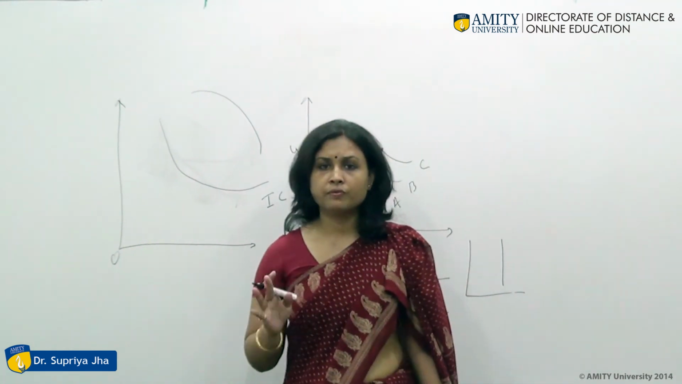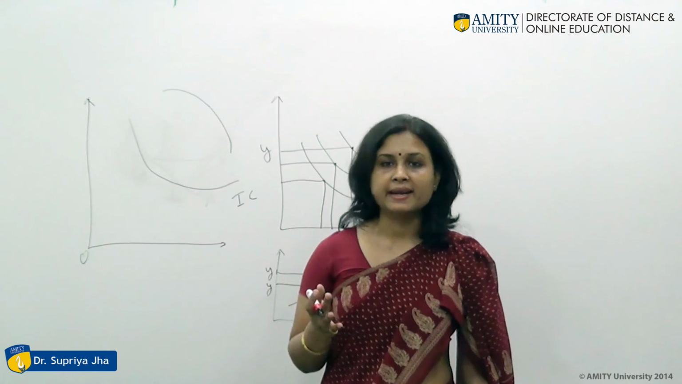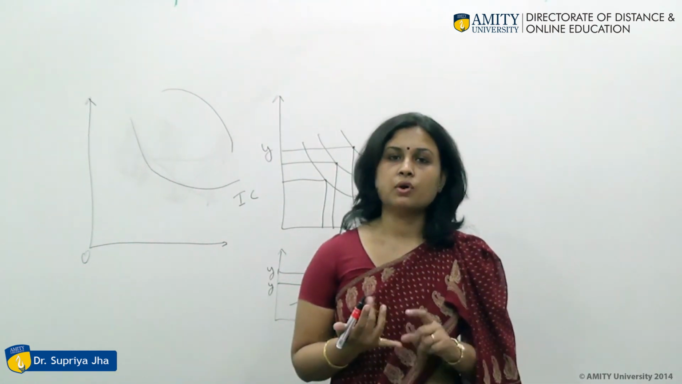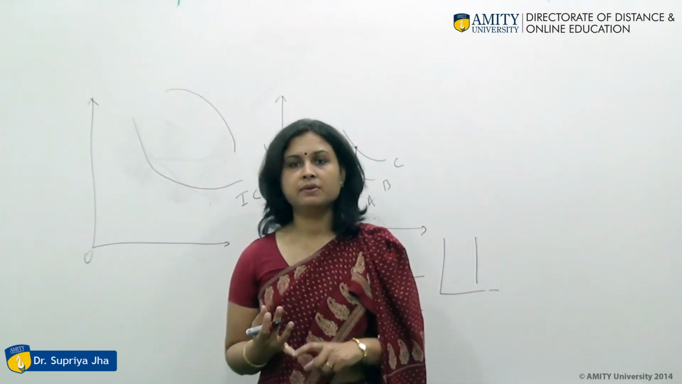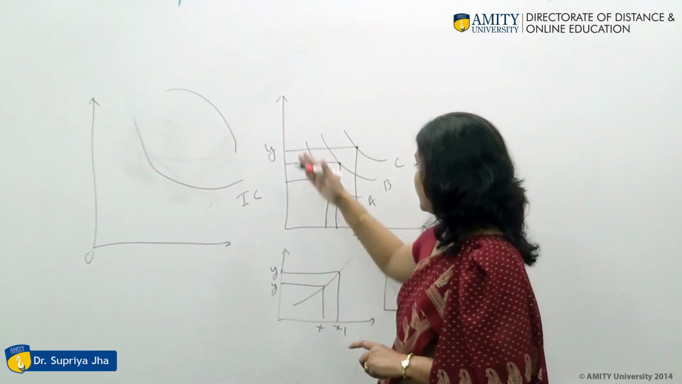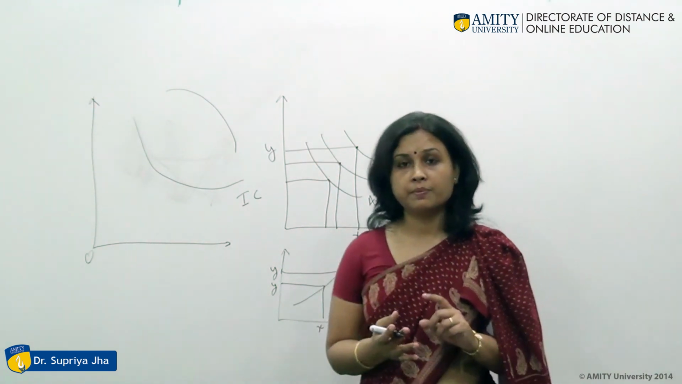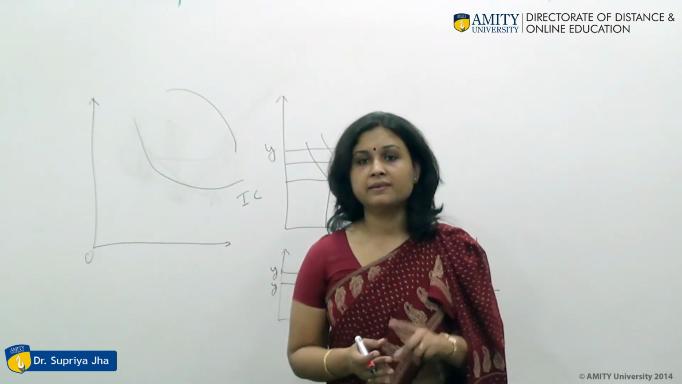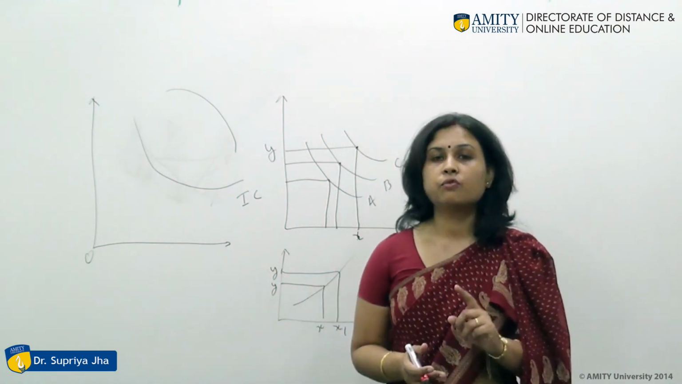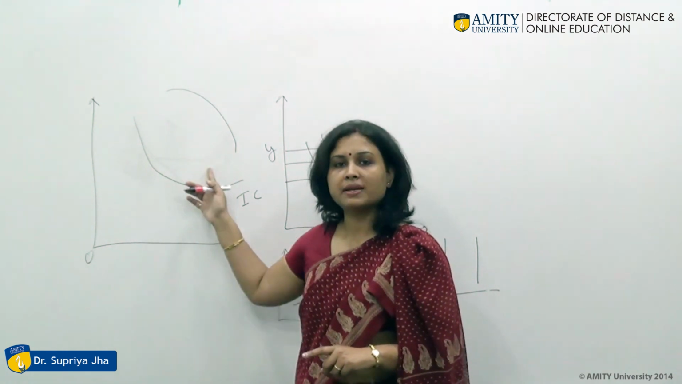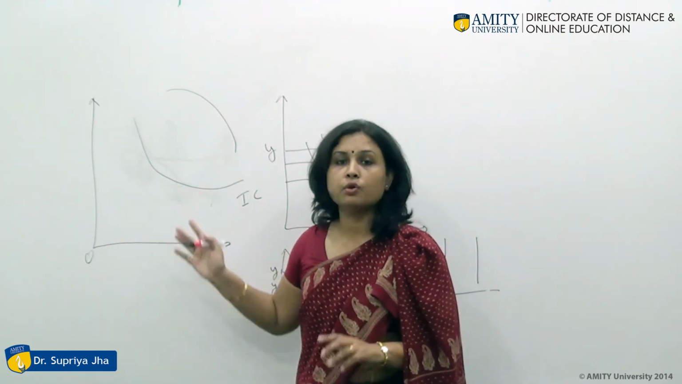So the four features or characteristics of indifference curves are: first, a higher indifference curve is always preferred to a lower indifference curve. Second, it is always downward sloping like this. Third, indifference curves do not cross each other, they will never intersect. And fourth, it is always convex to the origin. It can't be concave or a straight line in normal conditions.